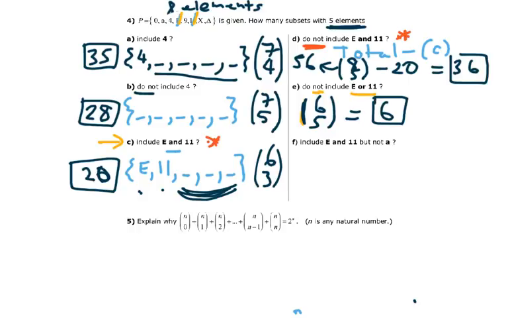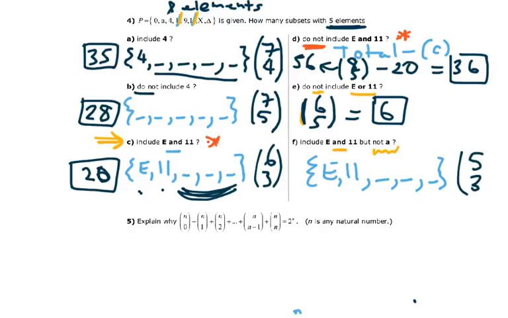All right, so now we want to include E and 11. So that's, again, similar to C, E and 11, but this time not A. So that means that A cannot be considered. We must have E and 11. But in our 3 remaining spots here in our set of 5 elements, we can't choose A, so that means we've only got 5 to choose from now. So you can see the difference in the calculations here for C and F. And the answer for this is 10.